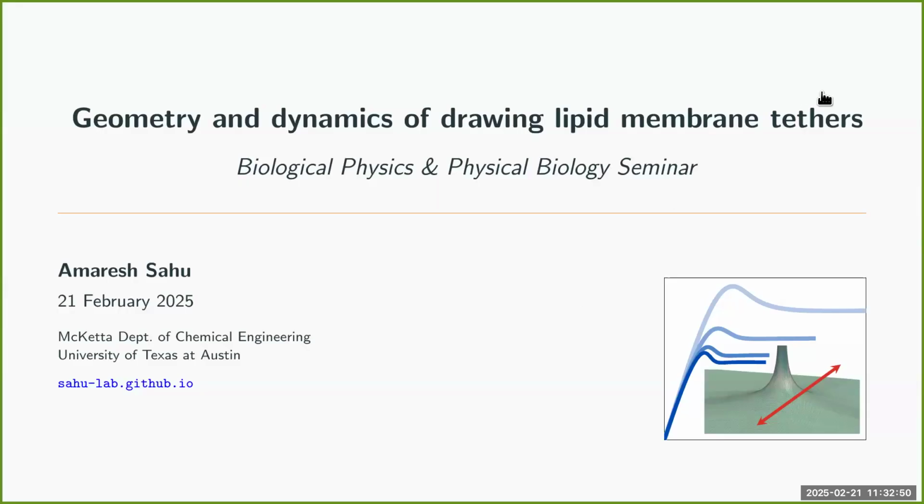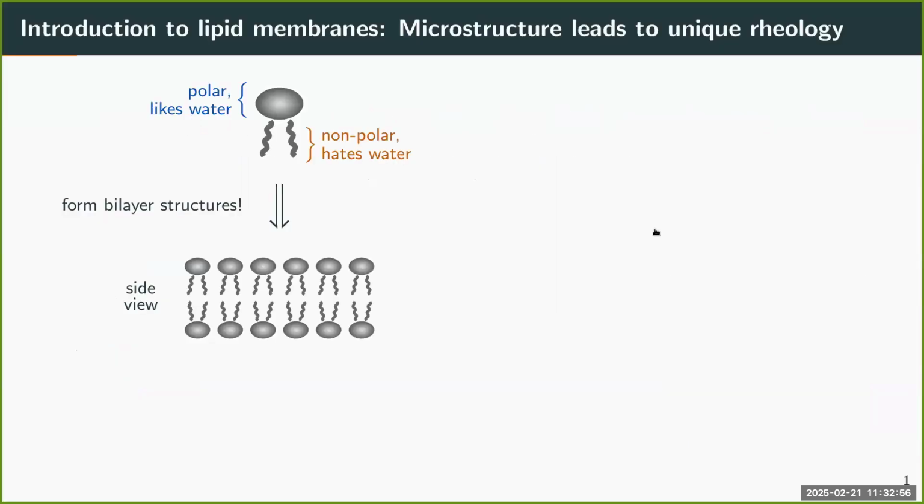Today I'll be talking about the geometry and dynamics of how we draw tethers from lipid membrane systems. To begin, with a bit of background, this is a schematic of a lipid molecule. It has a polar head group, which likes water, and two fatty acid tails, which are hydrophobic. That means these kinds of bilayer structures are very energetically favorable because they shield the fatty interior from the surrounding fluid.